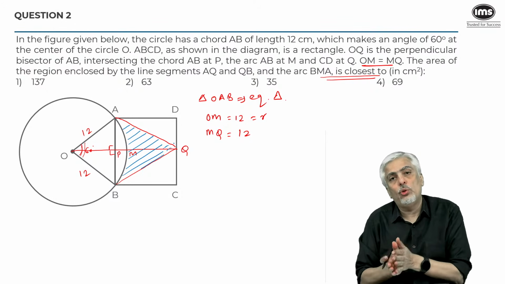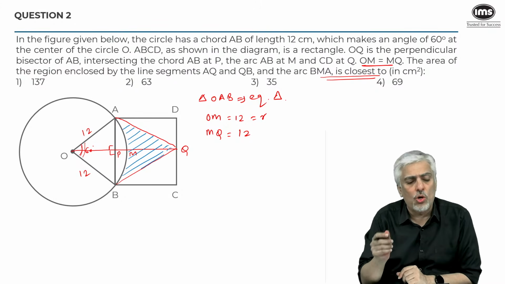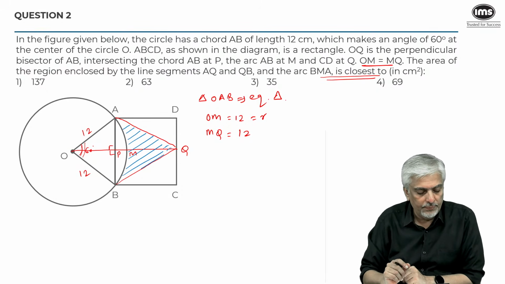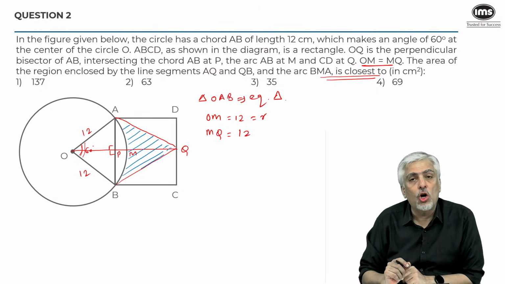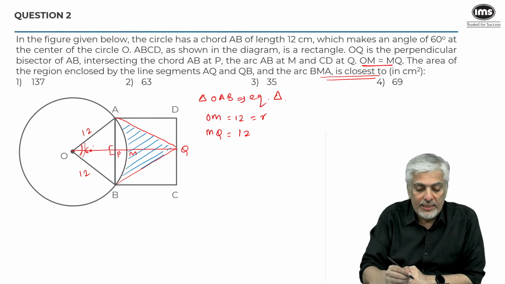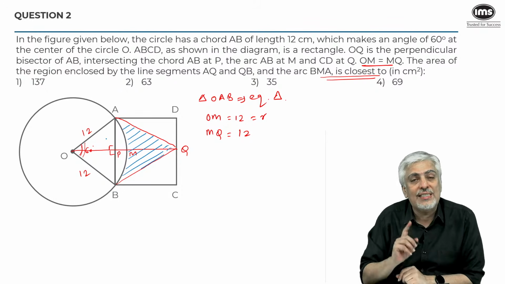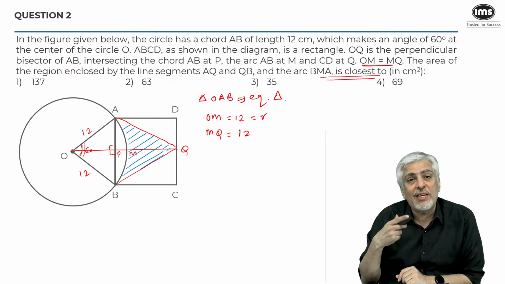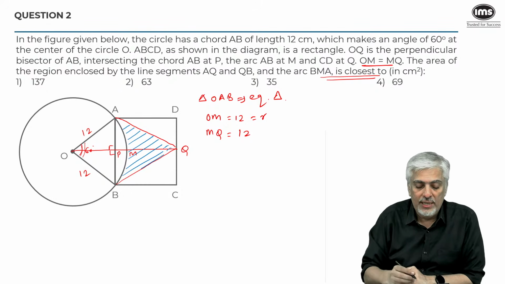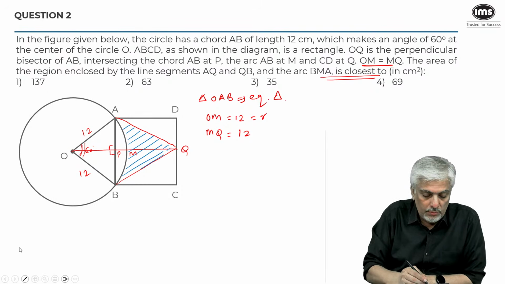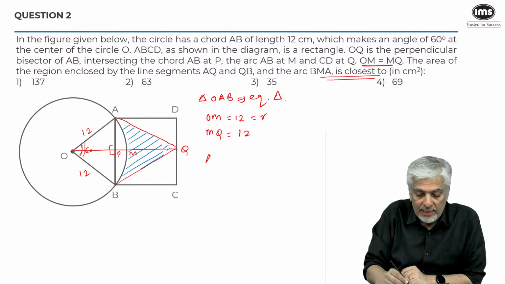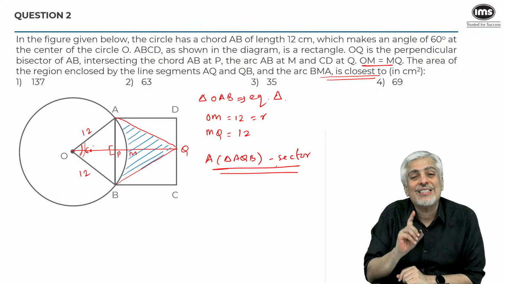Now, there are two approaches to this question, one slightly longer, one slightly shorter. Normally, what a lot of people do is the area of triangle AQB minus the sector. Listen to me very carefully. In geometry, you all will have to listen, chat less. So you can do that, but that's longer.